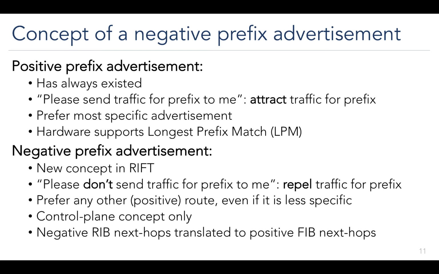One thing to keep in mind is that a negative prefix advertisement is a control plane concept only. Just before Rift installs these routes in the forwarding plane, it translates negative next hops into positive next hops, and we'll see the details of how that actually works in one of the later slides.